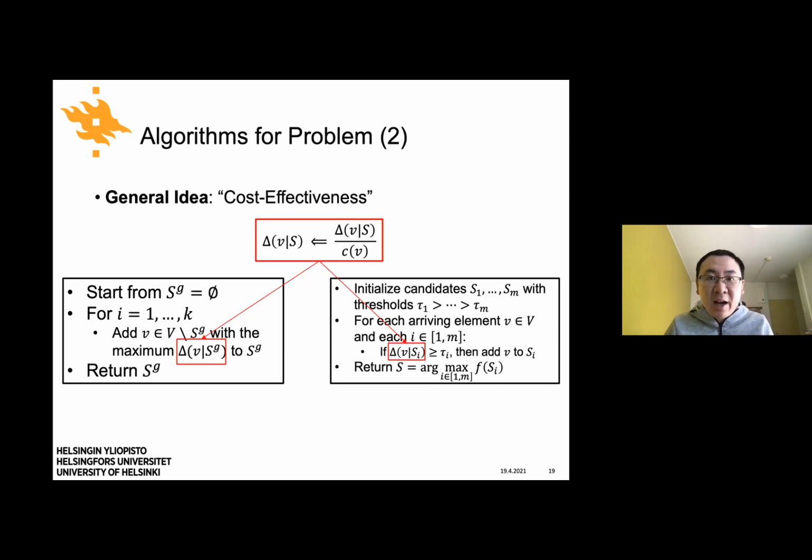The algorithms for the second problem, submodular maximization with knapsack constraints, are based on the general idea of considering cost effectiveness instead of only the marginal gains. Here, cost effectiveness means the marginal gain divided by the cost of an element. To adapt existing algorithms, like the greedy algorithm and the safe streaming algorithm, for the case of knapsack constraints, we will replace the corresponding part of maximizing the marginal gain with maximizing the cost effectiveness of the selected item.